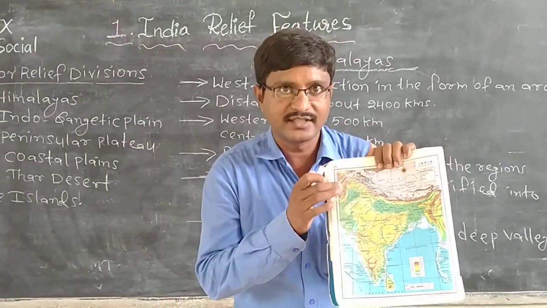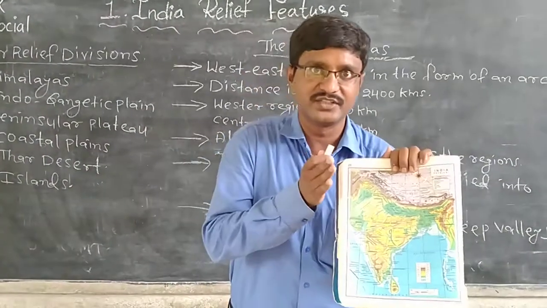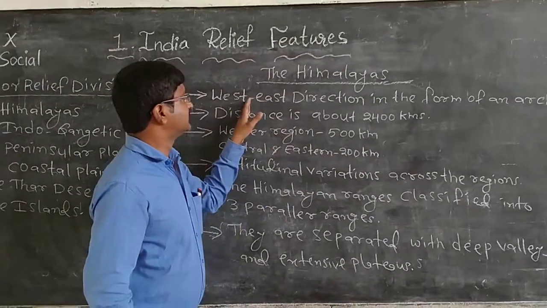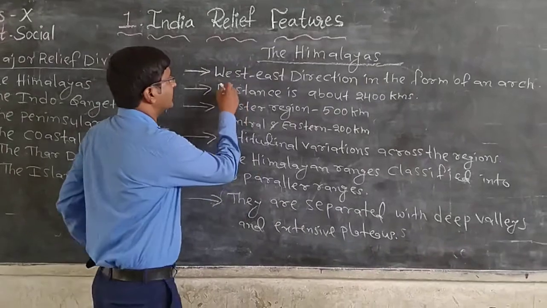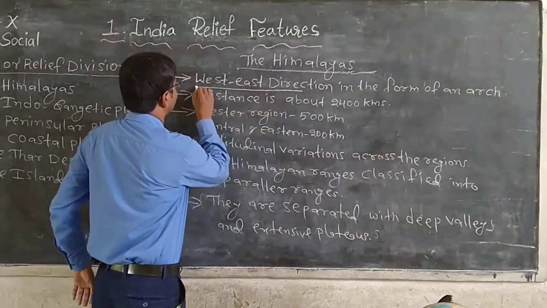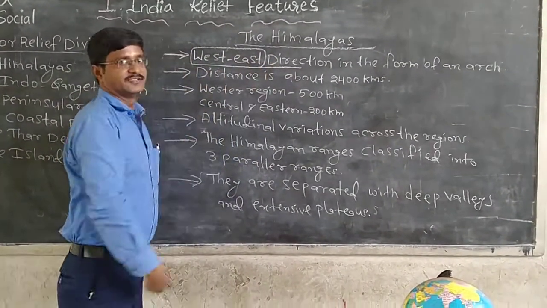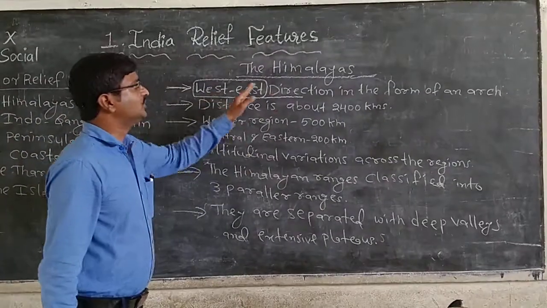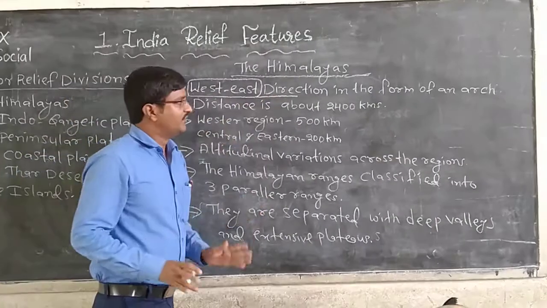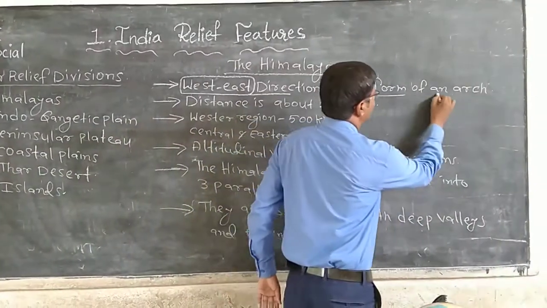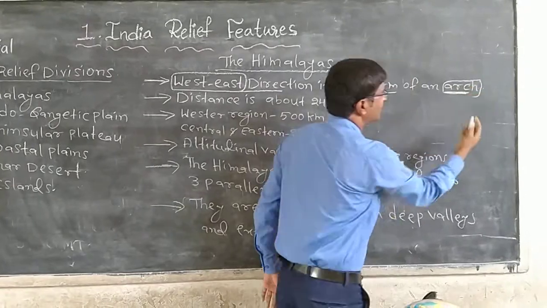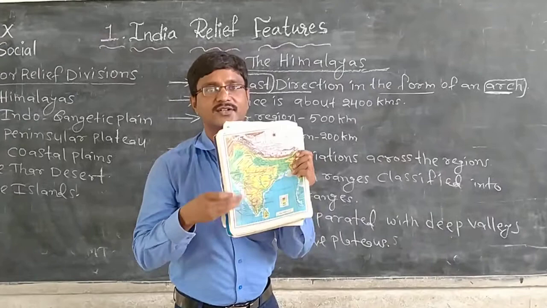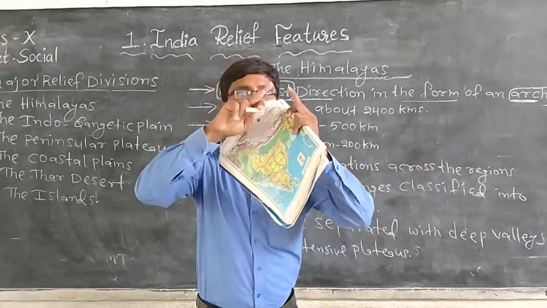Can you guess what is the direction of Himalayas? From which direction to which direction are they traveling? Yes, you are correct. The Himalayan ranges are running from west to east direction. So, what is the direction of the Himalayas? West to east direction. See, if you observe here, what is the form of Himalayas? They are looking like an arch.